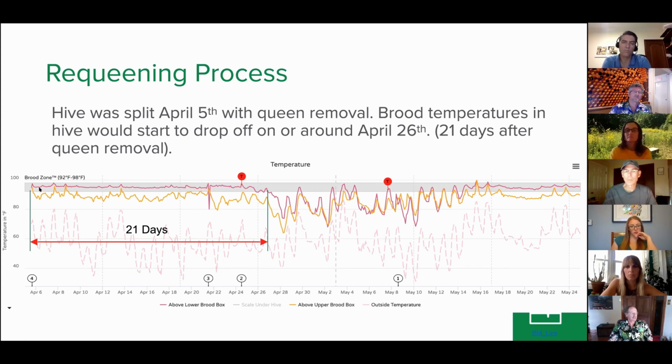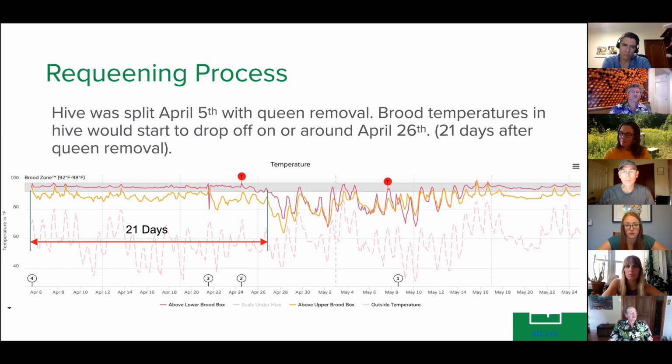What you can also see here is that the red line is the temperature in the lower brood box, the yellow line is the temperature in the upper brood box, and there is more brood in the lower box versus the upper. As soon as the queen is gone and the 21 days are up, those two boxes pretty much fluctuate until we have steady brood again, which in this case is around the middle of May. So this is a full requeening. Beginning of April 6th, we removed the queen, and it took almost 1.5 months for the new queen to lay and the brood to become stable.